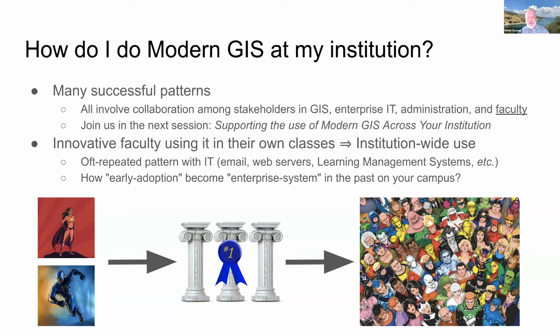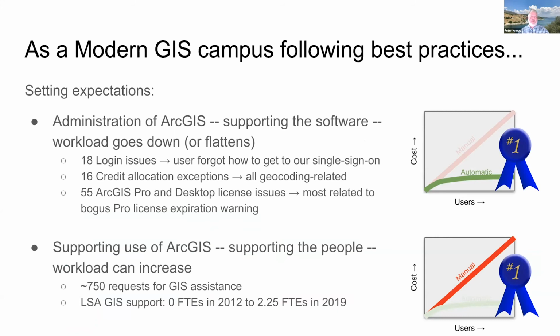And this is really an oft-repeated pattern with IT. I mean, you may remember back when email servers were run by individual faculty, or then by departments, or then by colleges. And these days it's handed off to Microsoft and Google as software as a service. Web servers, there may be some of you running even on your own web servers right now. Learning management systems, a lot of innovative faculty stood up a Moodle or a Sakai instance to use for their particular class. But eventually those became systems that the colleges adopted as a whole. So how do you move from that early adoption to an enterprise system in the past on your campus? Talking to some of those people could be a good starting point on figuring out the path for your own institution.